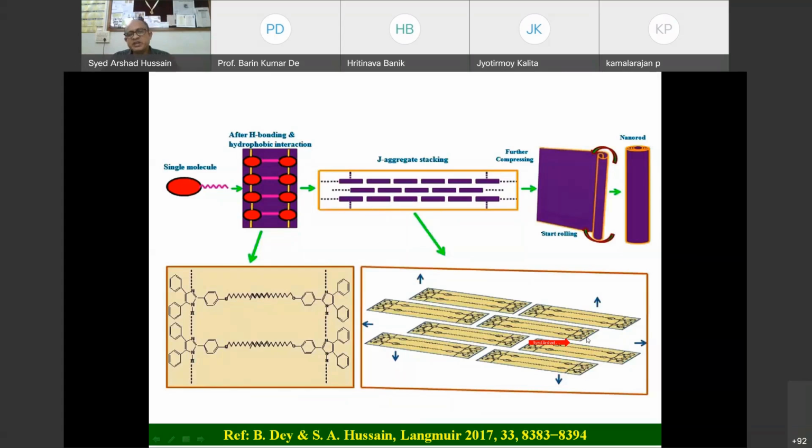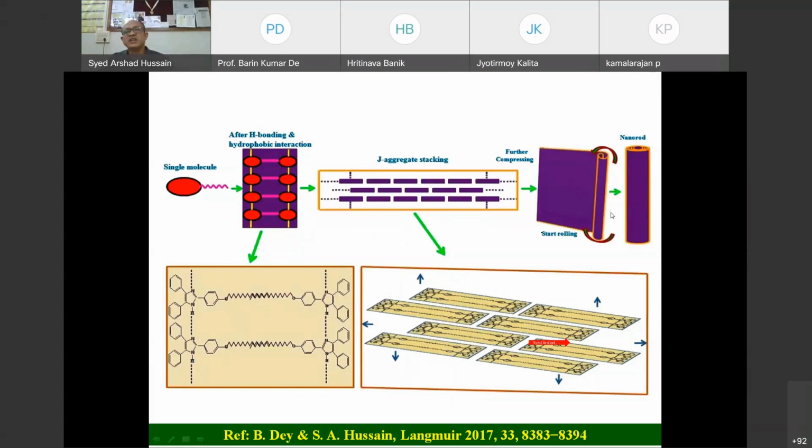Then in the LB technique, we can compress the layer using the barrier. When we compress using the barrier, this layer folds. You can see here schematically we have shown it folded and forming a nanorod kind of thing. By manipulating the speed of this compression as well as the deposition of the floating layer onto solid substrates, it's possible to have different sized nanorod or nanowire kind of structures.